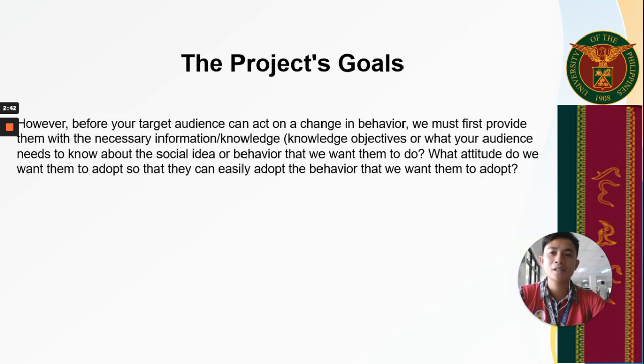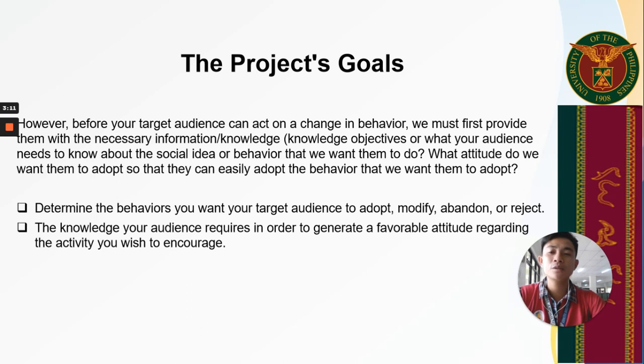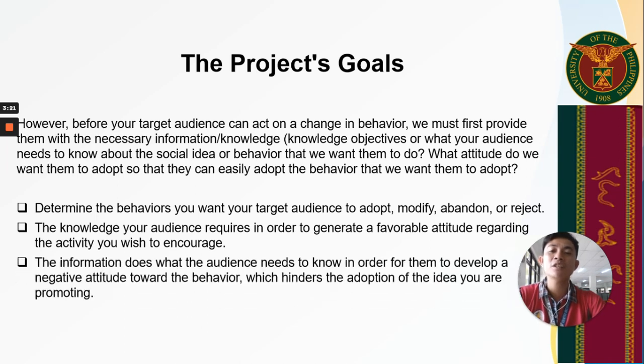The project goals. However, before your target audience can act on a change in behavior, we must first provide them with necessary information or knowledge. What attitude do we want them to adopt so that they can easily adopt the behavior that we want them to adopt? Number one, determine the behaviors you want your target audience to adopt, modify, abandon, or reject. Number two, the knowledge your audience requires in order to generate a favorable attitude regarding the activity you wish to encourage. Number three, the information the audience needs to know in order for them to develop a negative attitude toward the behavior, which hinders the adoption of the idea you are promoting.